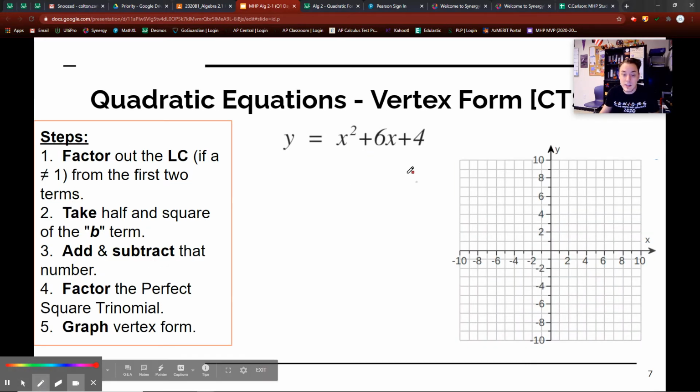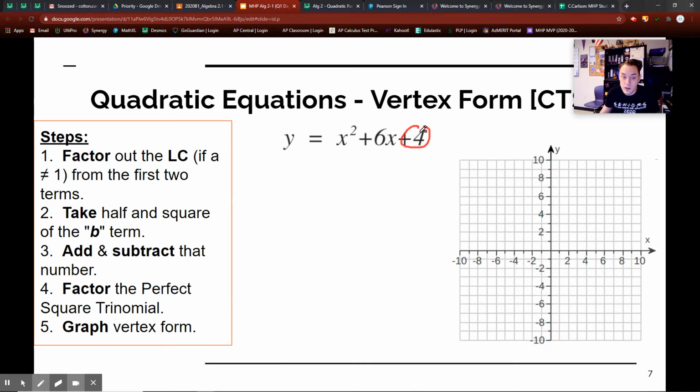So how can I complete the square? Well, first of all, like they said, factor out the leading coefficient if A is not equal to 1. Well, A is 1. This coefficient A is your leading coefficient. That's 1, so I don't need to do that. I am going to subtract that over first, so I have y minus 4 equals x squared plus 6x.